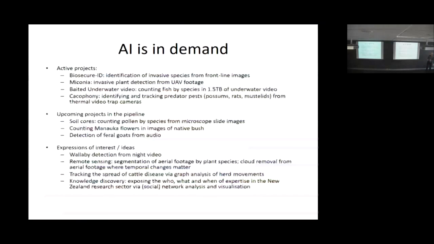So after a year of digging, this is just a summary. I'm not going to go through them, but essentially there's lots of things in Manaaki Whenua that we could be applying machine learning to, and the focus has been narrowed down almost exclusively to image problems, with one or two examples of other things that I'll talk about. So I'm just going to talk about the top projects there, which are the ones that are kind of underway now.